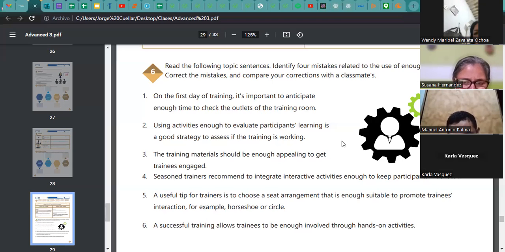A successful training allows trainees to be involved enough through hands-on activities. So at the end, there is an error in the direction. It says four errors, but it's not four, it's five. Only one is correct. Very good, perfect. Do you have any questions before we continue?